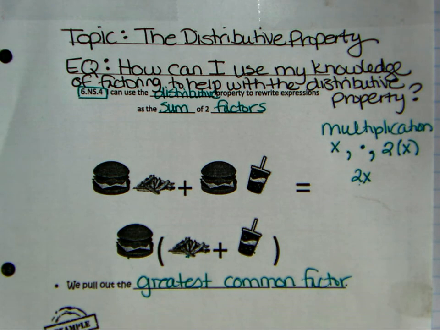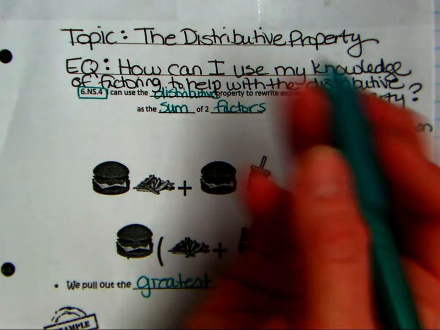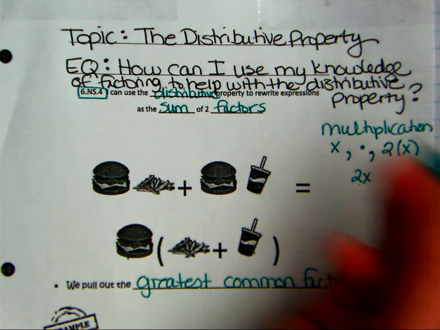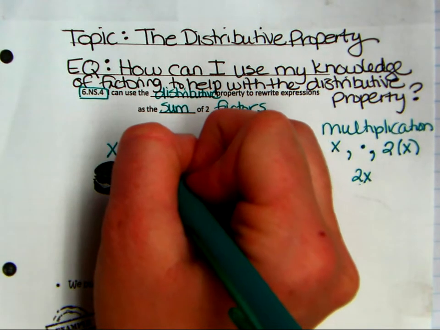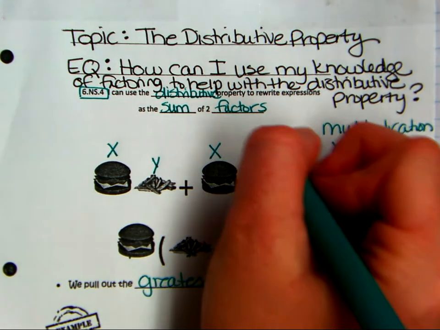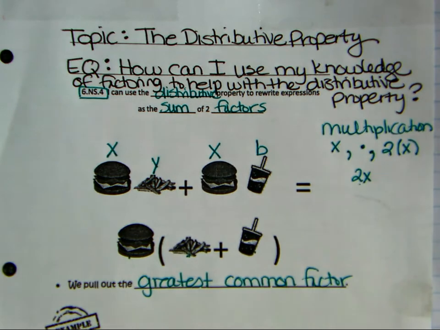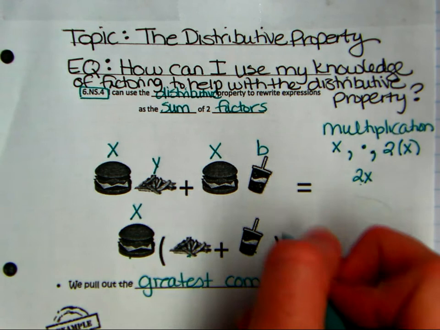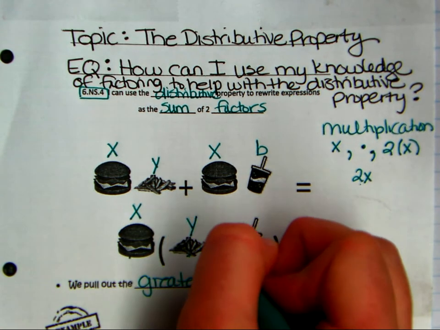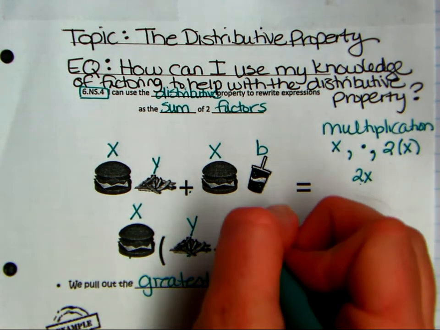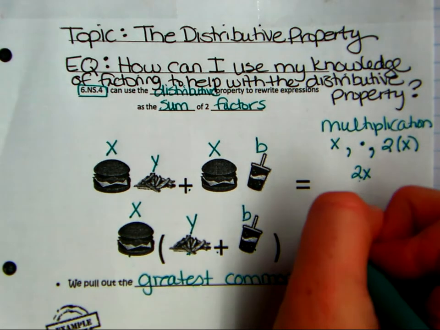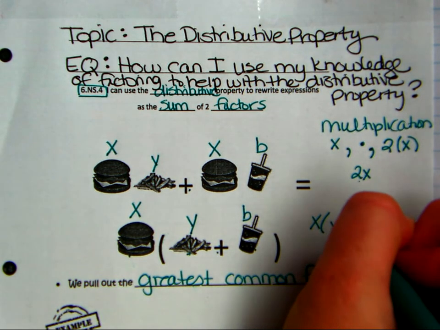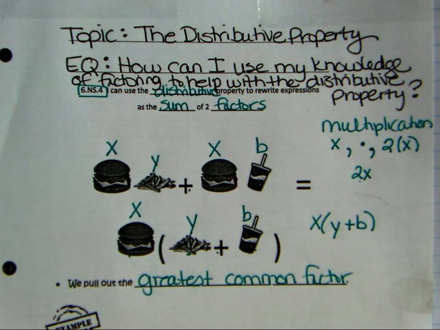So let's imagine now that we had, per se, like, this was an X, this was a Y. This is an X, this is a B. Okay? My X goes outside the parentheses, and then I would be left with my Y plus, because that's the operation I'm using, B. So I would have X times Y plus B. And that's how you could show this if you were to say it in an algebraic way.